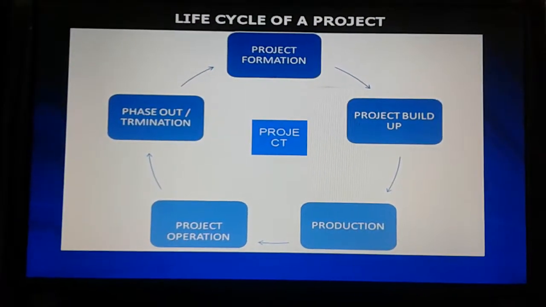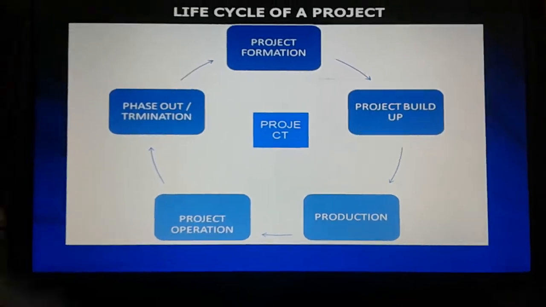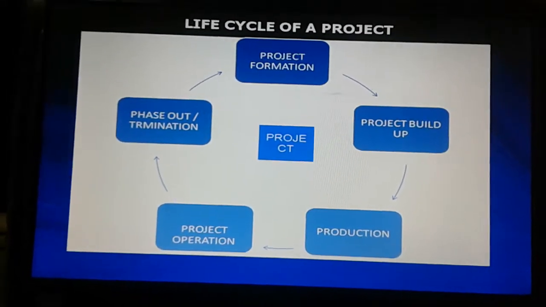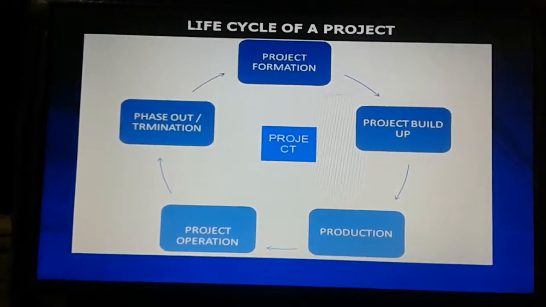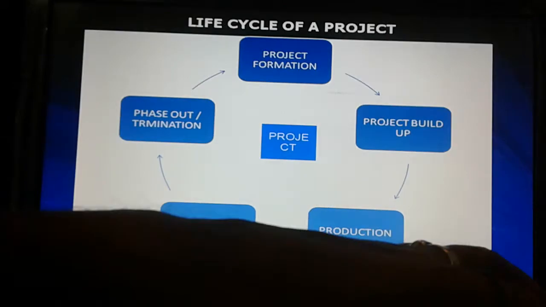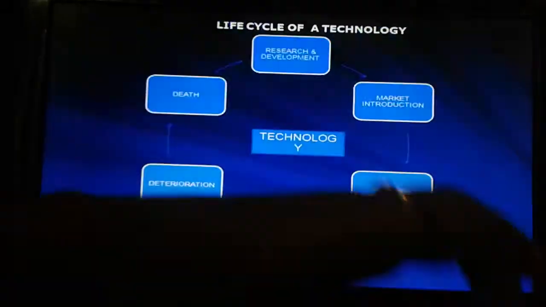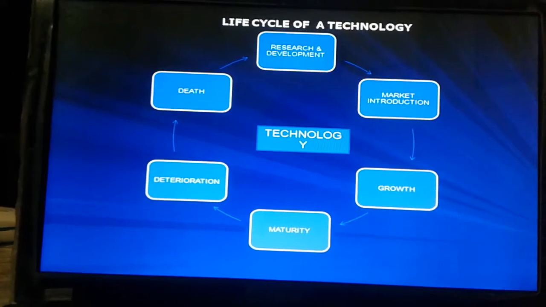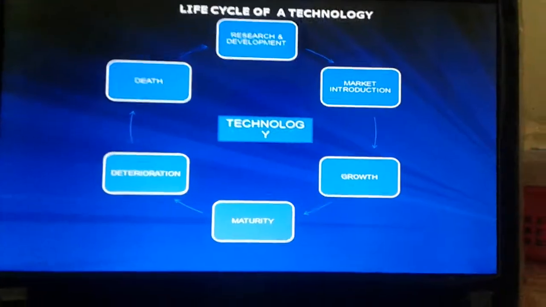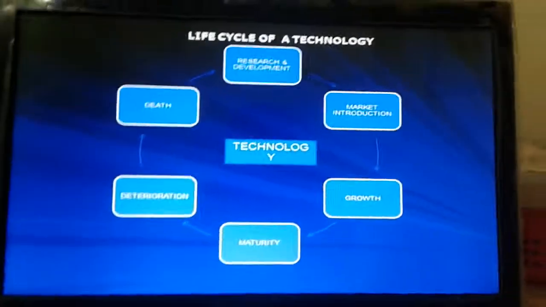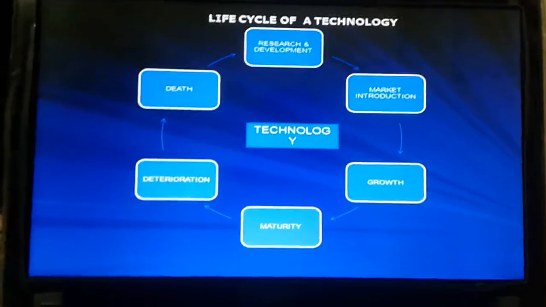So this is the life cycle of a particular project. We have project formation, project build up, production, project operation, and finally project phase out or termination. So this is the life cycle of a technology. It starts from research and development, then market introduction, growth, maturity, deterioration, and finally death.